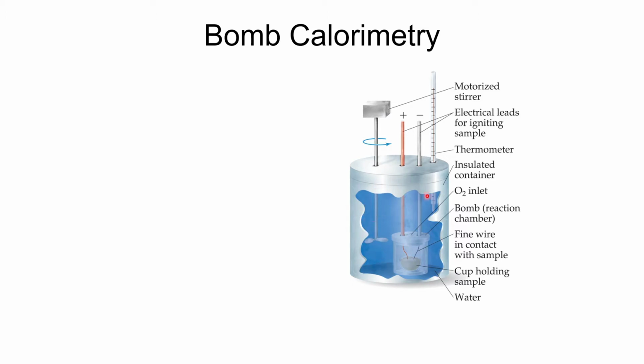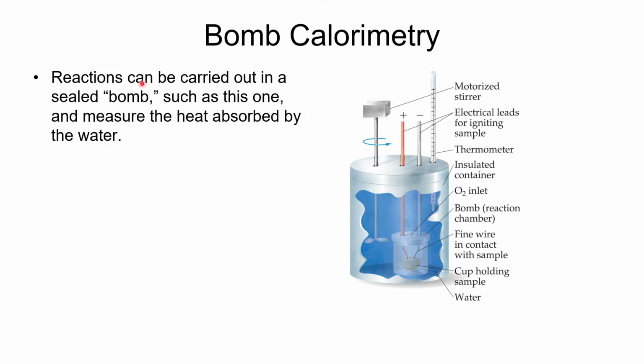You'll see there's a stirrer, and there's also a very fine thermometer that allows us to measure the temperature. And then based on how much the temperature of our calorimeter increases, we can calculate how much heat was given off by this. So again, the reaction's carried off in a bomb. It's usually going to be something like combustion.